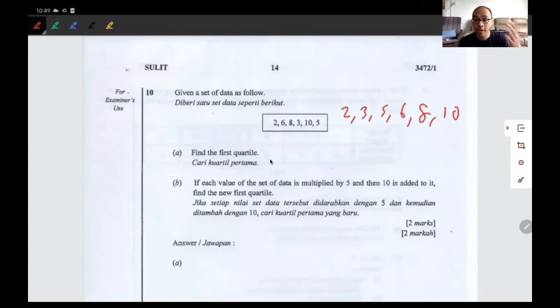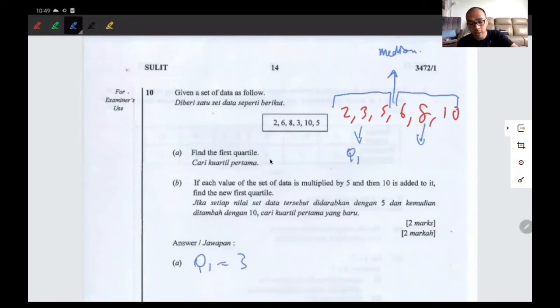In order for us to find the first quartile, we have to divide the set of data into 2. So this is one, this is another one. Over here is the median. So the first quartile will be here. The first quartile is 3. This will be the third quartile. The center value of the first set is the first quartile. The middle value is the median, which in this case is 5.5.